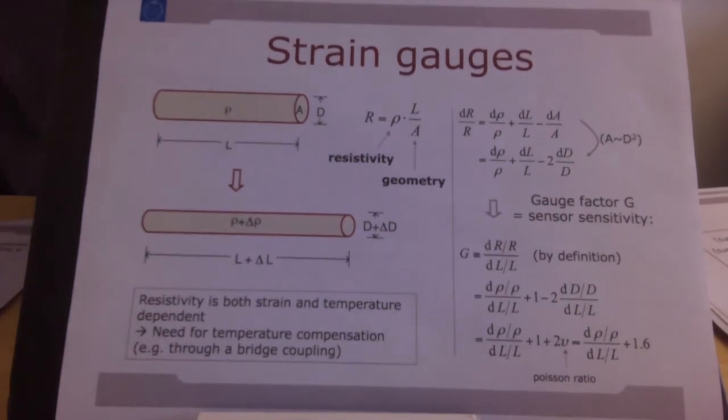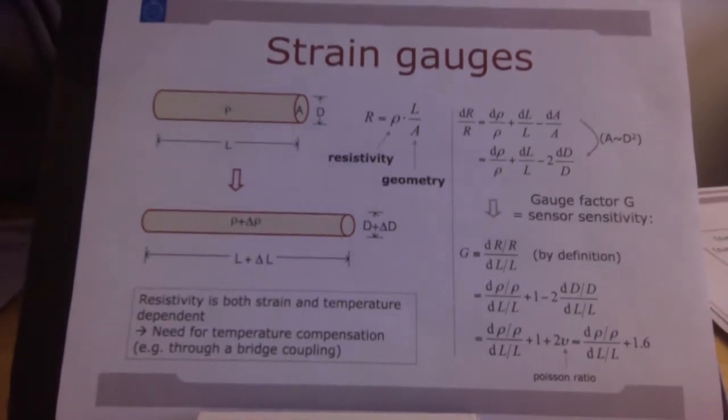And now we're going to see there are two types of strain gauges. We have the metallic ones and piezoresistive ones.